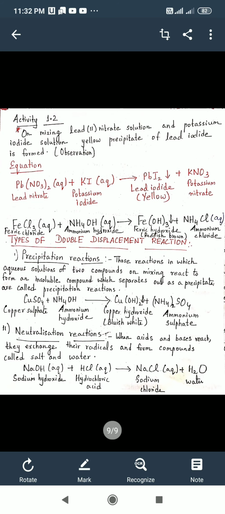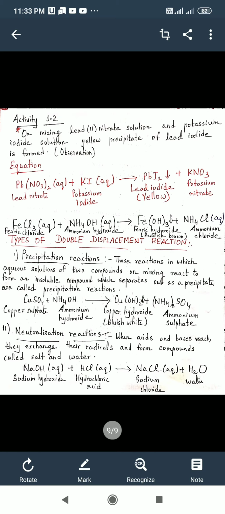Now you have already studied in activity 1.2 in the beginning of the chapter what happens when lead nitrate solution and potassium iodide solution are mixed. Here again we find that immediately on mixing these two solutions, a yellow precipitate is formed, due to formation of lead iodide. So again Pb and potassium exchange ions. Hence this is an example of double displacement reaction.